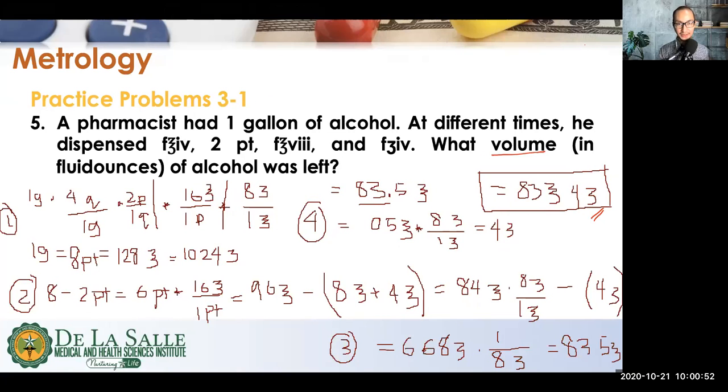Okay, ayan. So, is it clearer? Ang lakas yata ng echo. Okay. Ayan. Okay, so thank you for that response. Ayan, so this one is just an expansion of the answer, which is 83.5 fluid ounces or ounces. Okay, ayan. So lagyan na lang natin ang F over there.